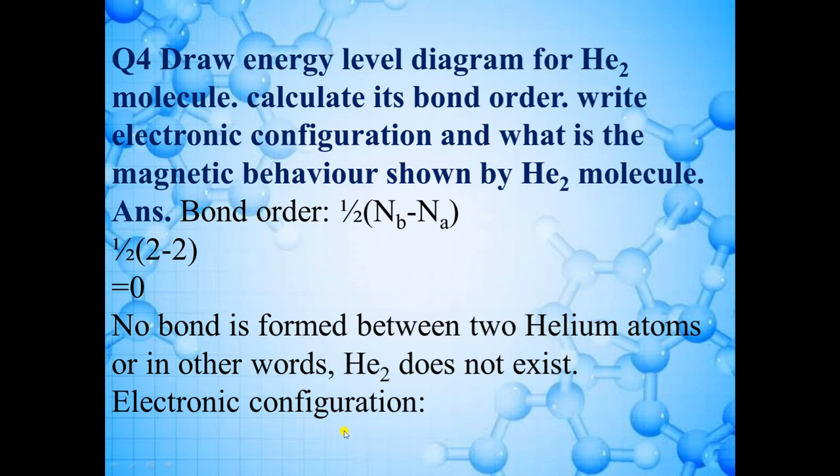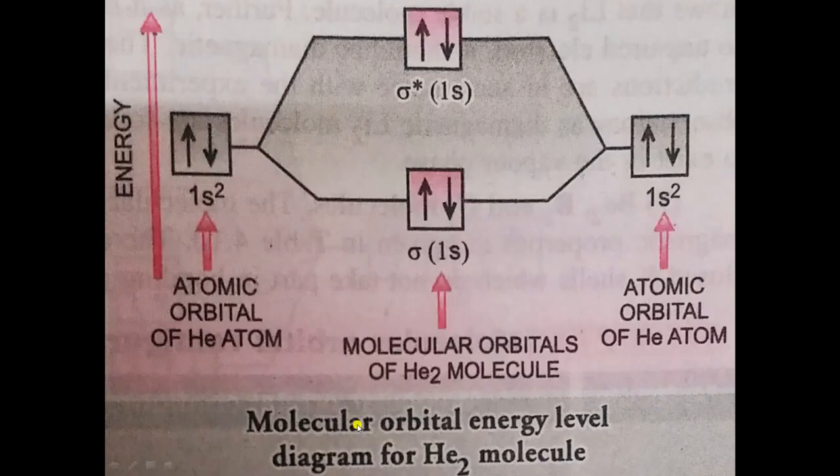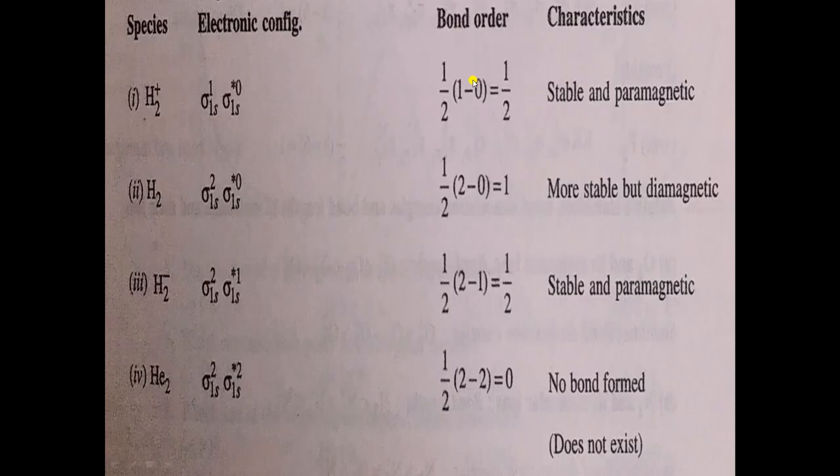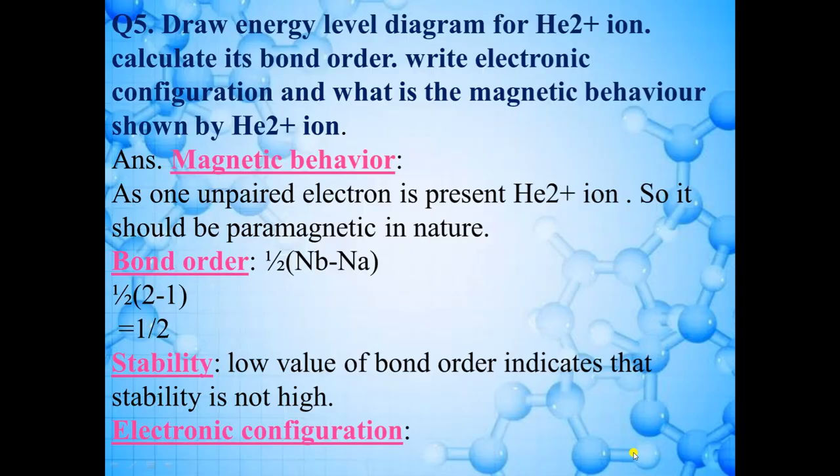Now we will write electronic configuration. So here you can write sigma 1s2 and here sigma star 1s2. So here is the electronic configuration, and this is the bond order and characteristics. It does not exist. Now next question is, draw energy level diagram for helium-2 positive ion. How you will draw energy level diagram for helium-2 positive ion and whether this ion is possible or not.